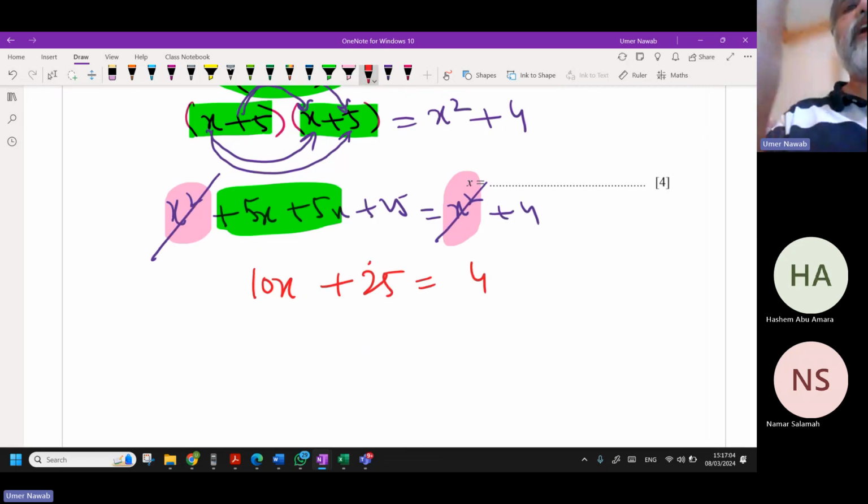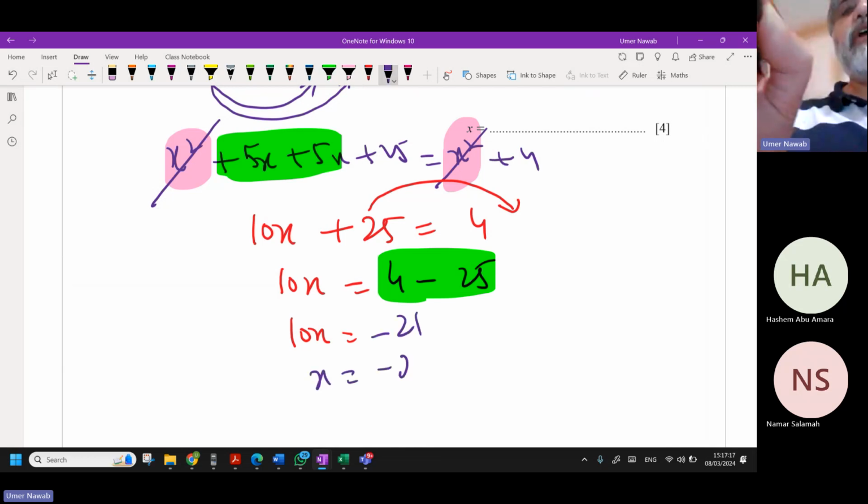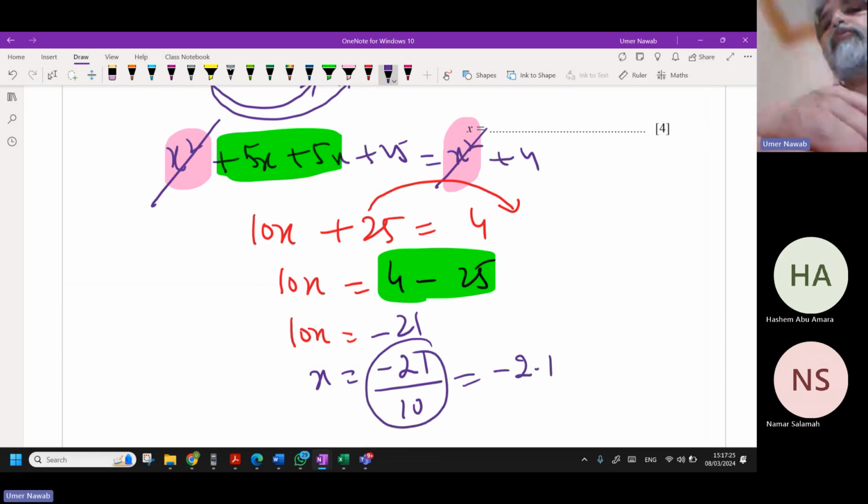Mr. Umar, send the 25 to the right. So 10x is equals to 4 minus 25. And then 10x is equals to 4 minus 25 will be minus 21. So I'm going to write minus 21 divided by 10. So in decimals, in terminating decimal, it is minus 2.1. So either write minus 21 over 10 or minus 2.1. So I am going to copy here minus 2.1.